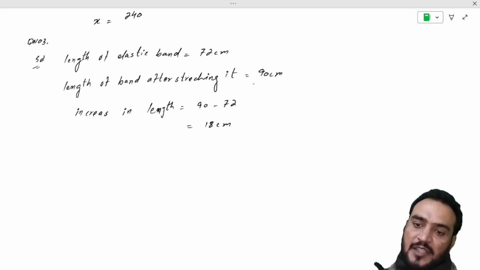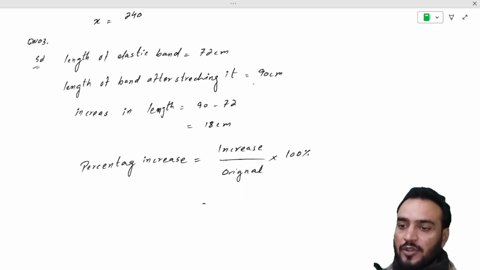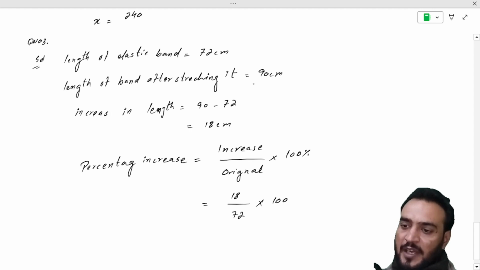So we have to find the percentage increase. Now percentage increase formula is: percentage increase is equals to increase divided by original multiply by 100%. This is the formula for the percentage increase. So increase is 18 centimeter. Original length was 72 centimeter multiplied by 100.